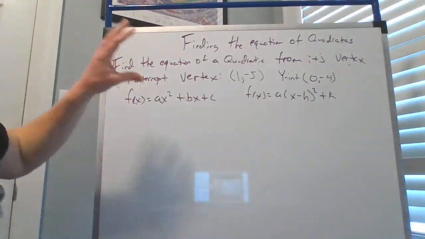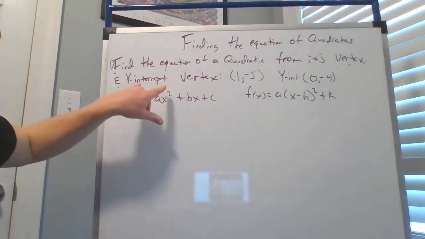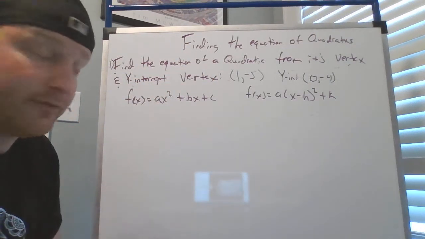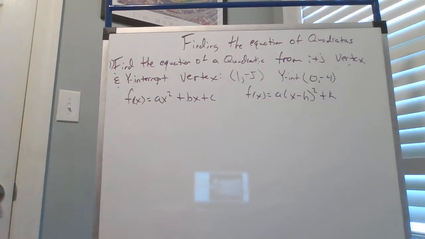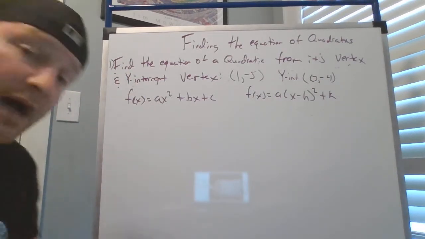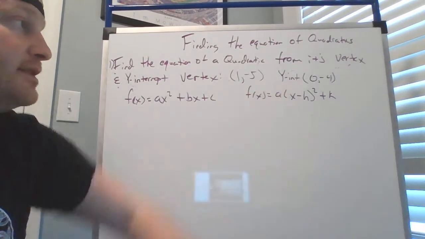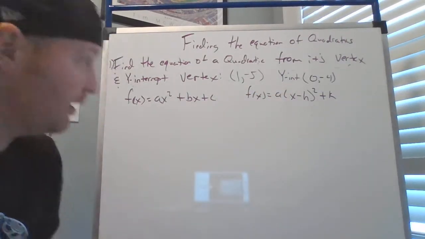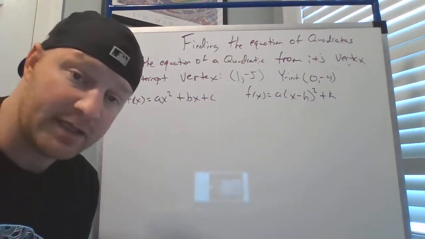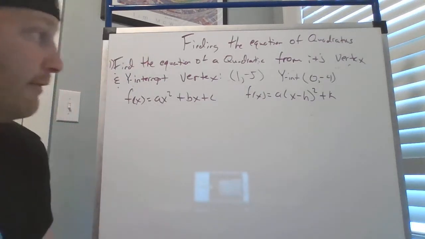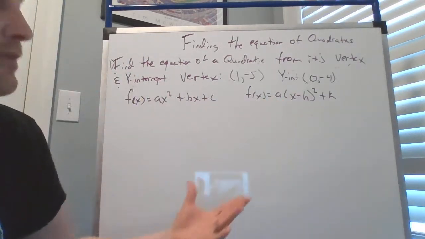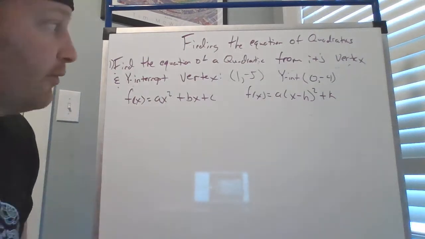Okay, so here we go. Another example. And I know I changed the wording, but I want you to know that it means nothing different, okay? Find the equation of quadratic from its vertex and y-intercepts. Vertex is (1, -5), y-intercept is (0, -4). Well, guess what? I don't care that it says y-intercept. The y-intercept is still a point on that graph. So we can still use the exact same thinking we did on the last one, and we'll go from there.